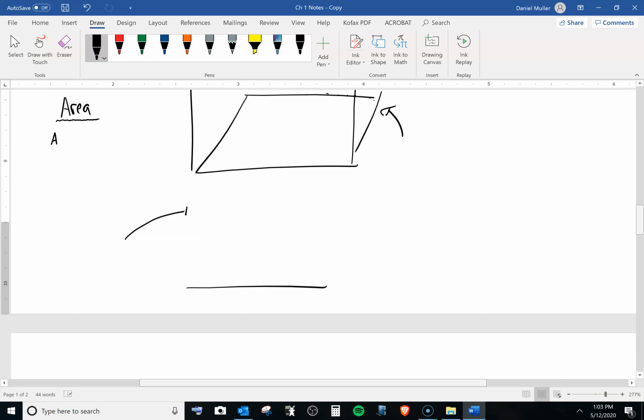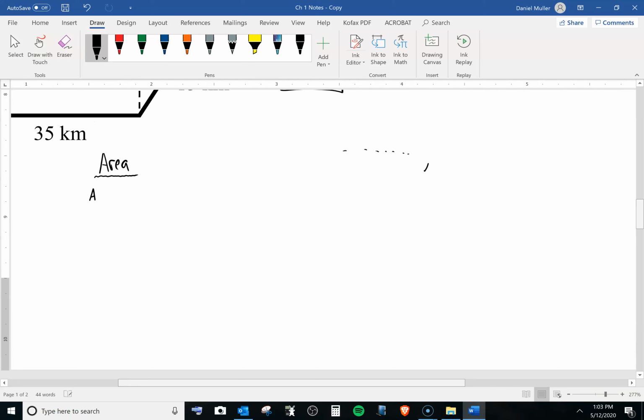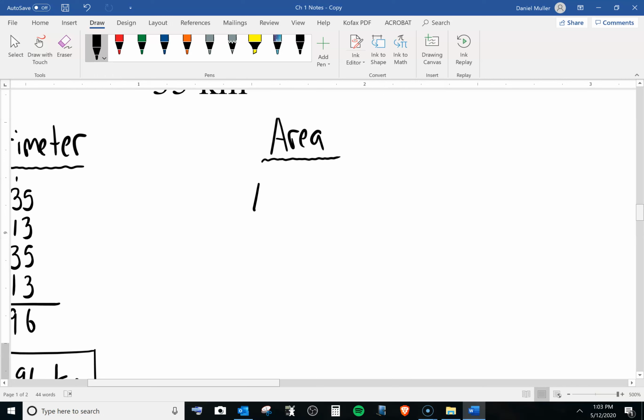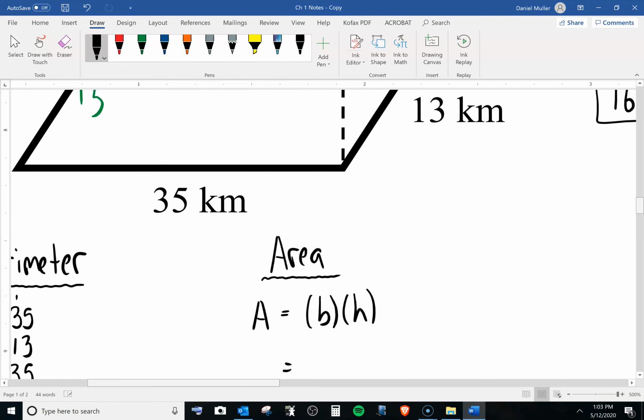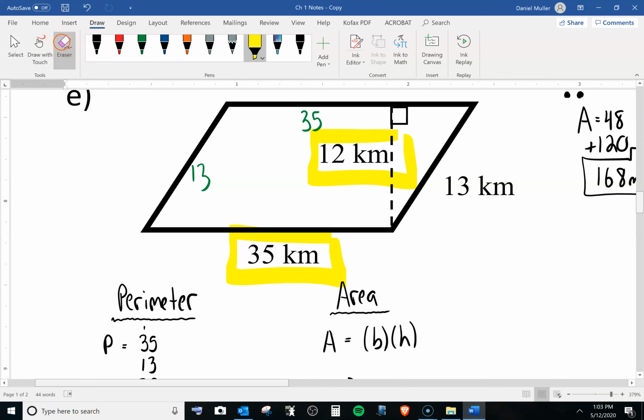But when we're finding the area, this area and this area are the same thing. So when we're finding the area of a parallelogram, it is the same as a rectangle. And the formula for a rectangle is just base times height. So area is equal to the base times the height. Now the base is 35. That's our base. And then the height, well, they've told us. It's right there. It's 12. So the base times the height is going to be 35 times the 12.